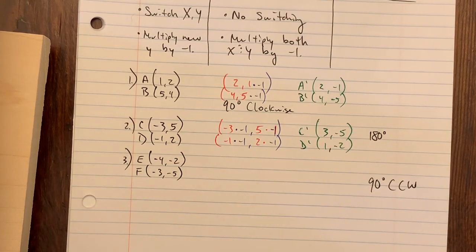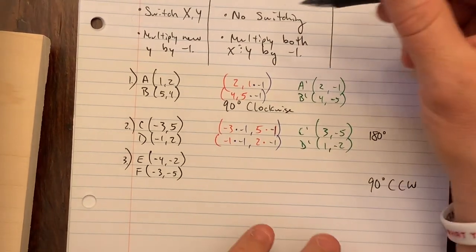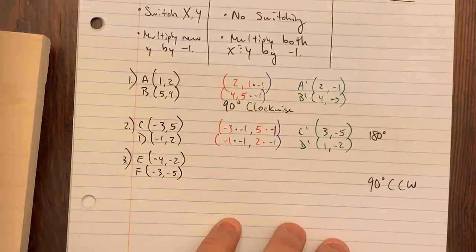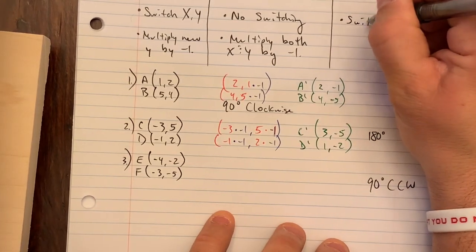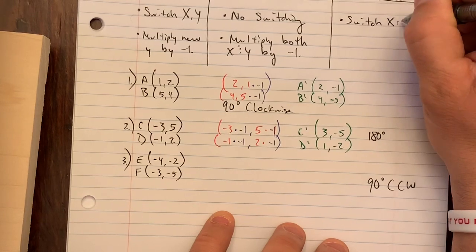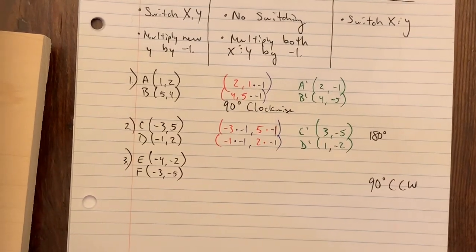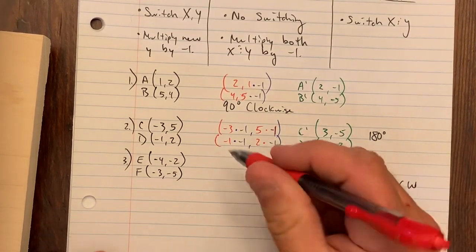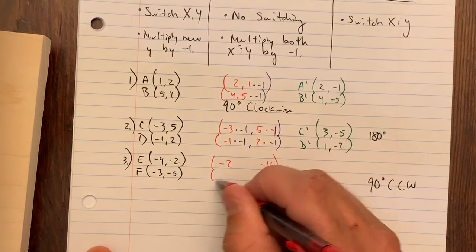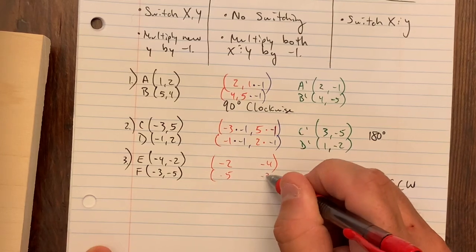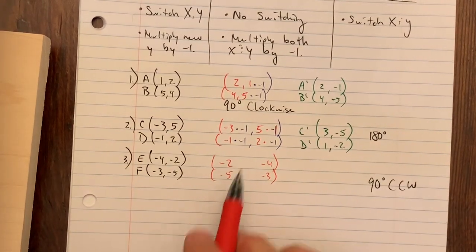All right, so hopefully you can think about what our rules are when you think back to 90-degree clockwise. For doing a clockwise rotation, we switched the X and Y, so we're going to do the same thing here for a counterclockwise. We're going to switch X and Y. All right, so that tells me we're going to have -2, -4, -5, -3. I switched them. I just left some space in here because I know I'm going to have to do some work here.